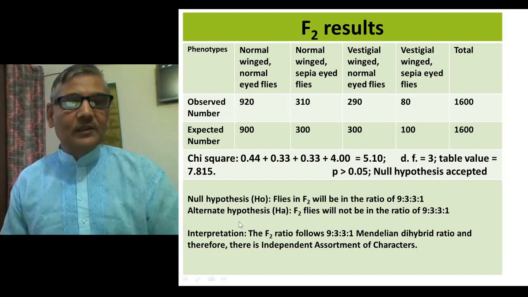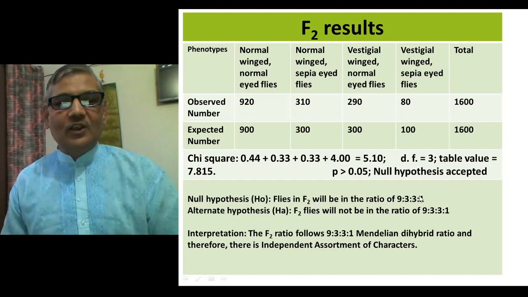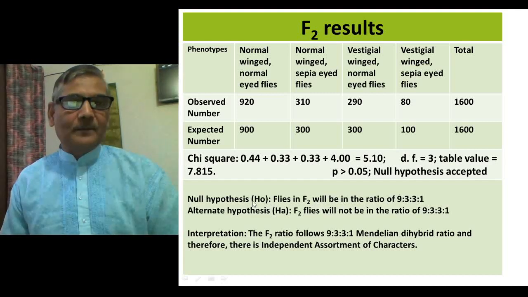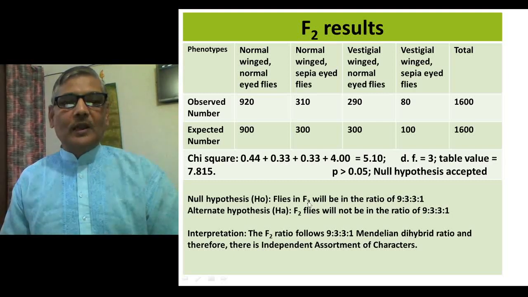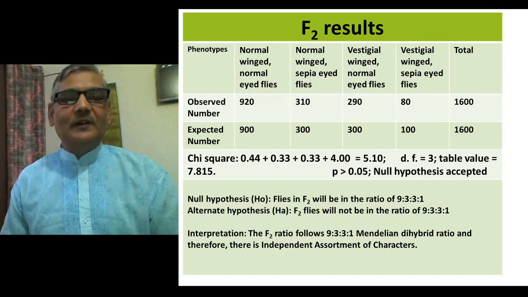What is our null hypothesis? The null hypothesis is that the flies being observed in F2 should be in the ratio of 9:3:3:1, and this you are now accepting, because the alternate hypothesis is that F2 flies will not be in the ratio of 9:3:3:1. Since you are getting this ratio, you are accepting the null hypothesis. So finally, we shall interpret that the F2 ratio follows the 9:3:3:1 Mendelian dihybrid ratio, and therefore there is independent assortment of characters.